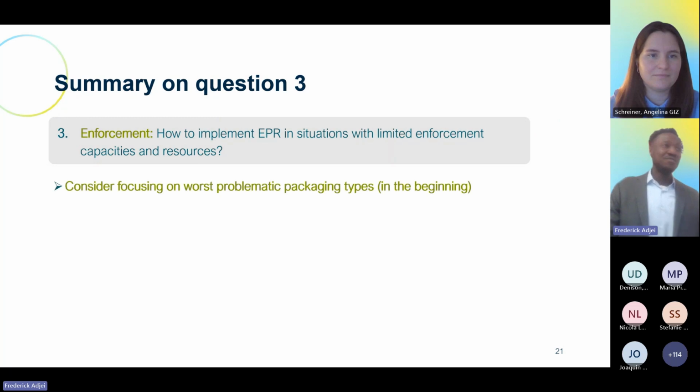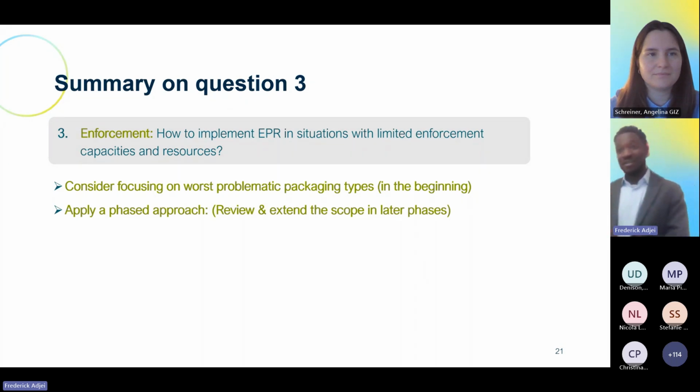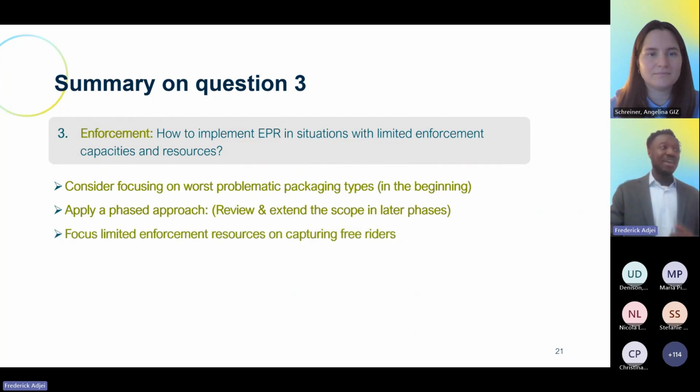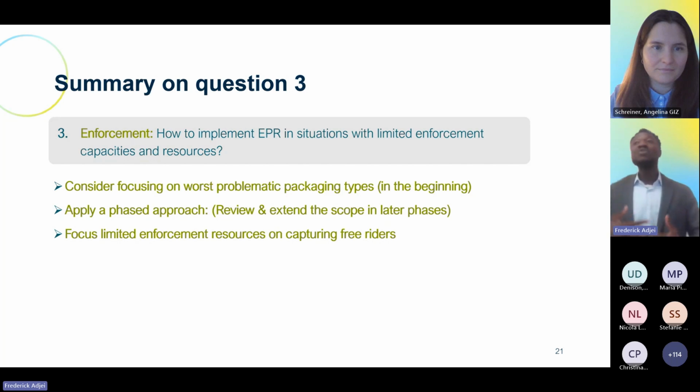Now, to summarize, we have a few tools. Consider focusing on the worst packaging types in the beginning, at least. Remember, you can always extend if you want. Apply a phased approach. Start small and increase over time. This is the best way to go, or at least in our recommendation. And then focus your limited enforcement resources on free riders. In fact, it's important to encourage those who are complying, who want to support the system. It's more beneficial to have a carrot than a stick.